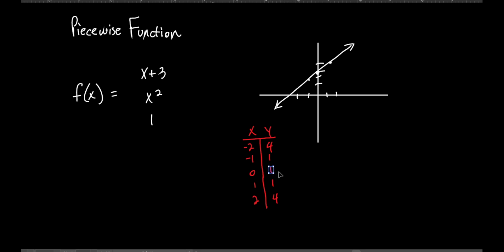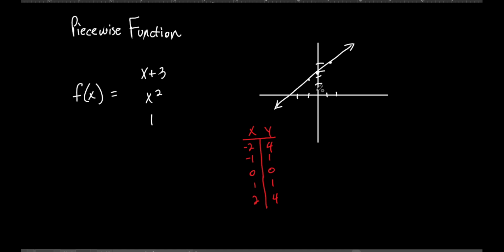No, I was just checking to see if you were paying attention. 0 squared is 0. All right, I was just joking. I messed up. So, yeah, 0 squared is 0. I probably was thinking of the next one. I was just getting ahead of myself.